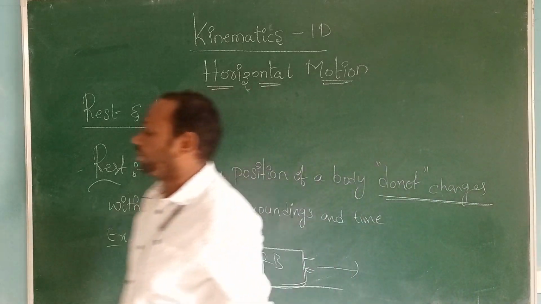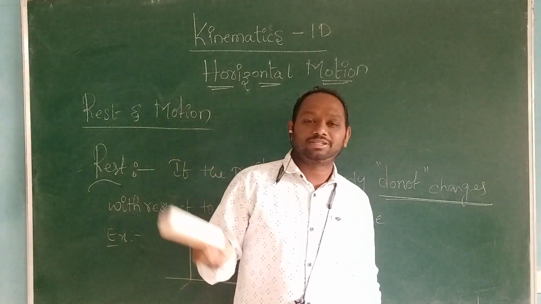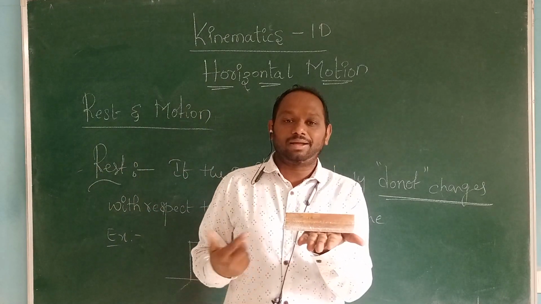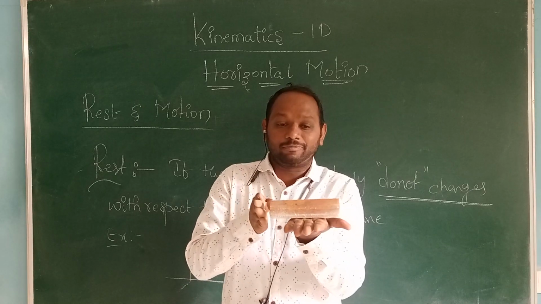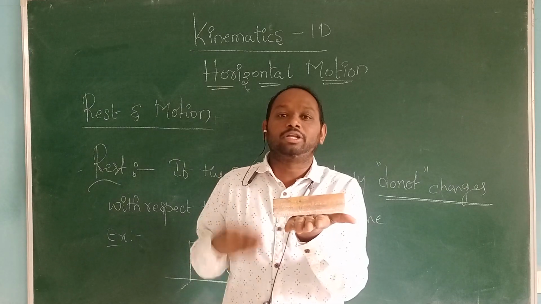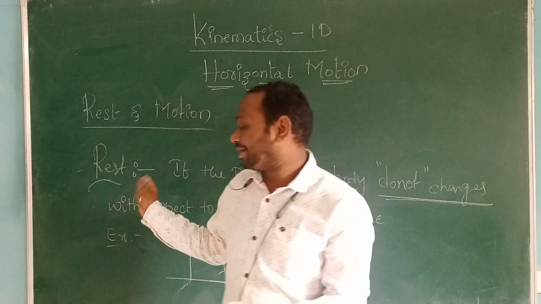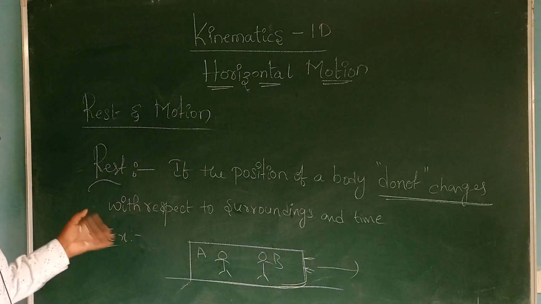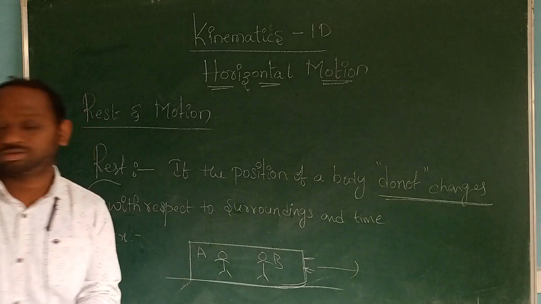One more example I will explain. For example, just imagine I take this duster and keep it on my hand. Is this one in rest or motion? Until I apply some external force, this is in the rest position. When I apply external force, this body will move. If I do not apply external force, you can see at any time this one is in the rest position. So that is the example of rest: if the position of a body does not change with respect to surroundings and time, it is called rest.